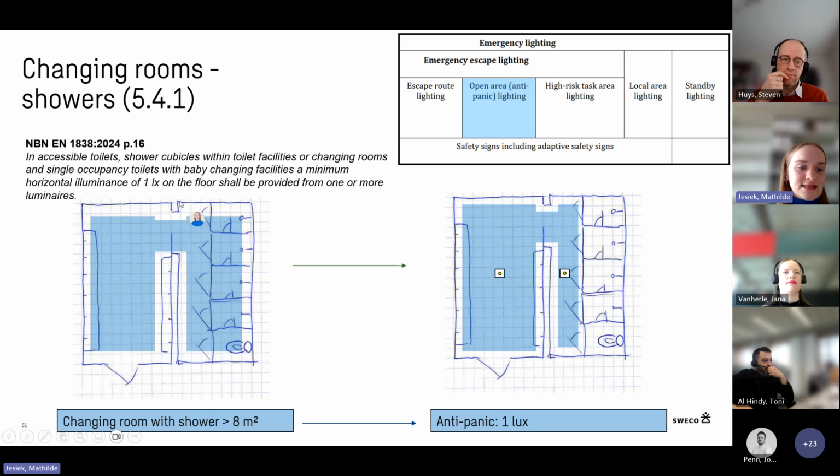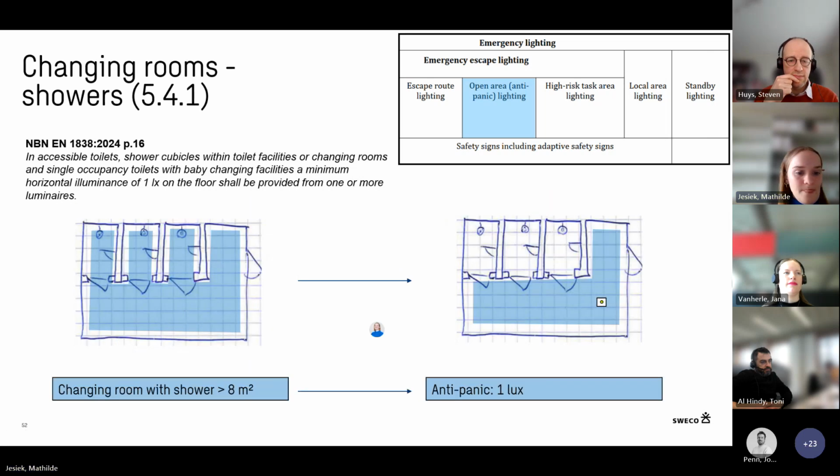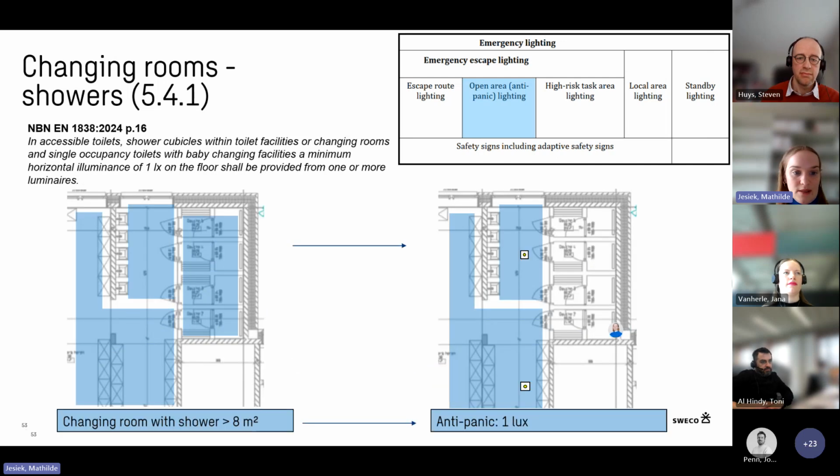So here you will have showers in cubicles. So it means this is dressing area for showers. So it's larger than 8 square meters. So you need to also place anti-panic lighting to 1 lux. You don't need to put in every cubicle an emergency light. That's not necessary. Same here, you have showers. So we go to 1 lux instead of half a lux.